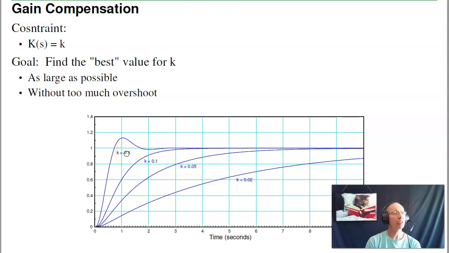What we want to do is find the best value of k, meaning the largest possible gain that doesn't give you too much overshoot. High gains are good. As the gain increases, I get a quicker and quicker system. If it gets too quick, too much gain, I start getting overshoot. So that's typically the goal for gain compensation: maximum gain that doesn't violate my requirements.